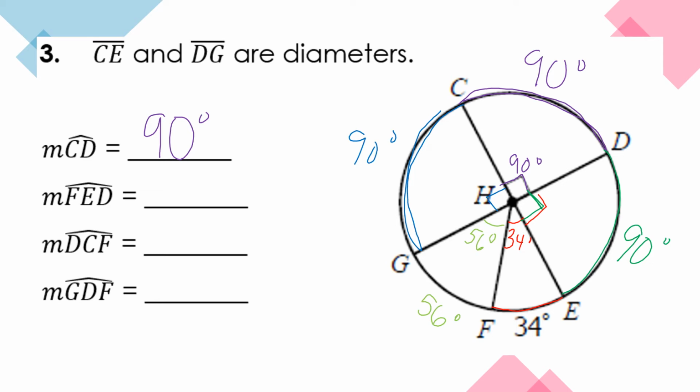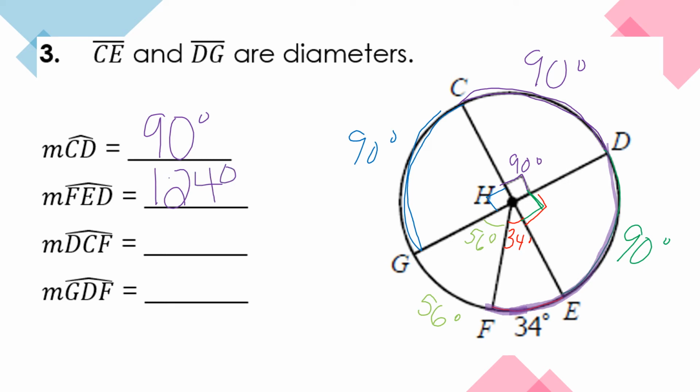So the first one we're looking for is FED. We're going to start at F, go through E, and end at D. So that's FE and ED put together. So 34 and 90 put together would be 124.